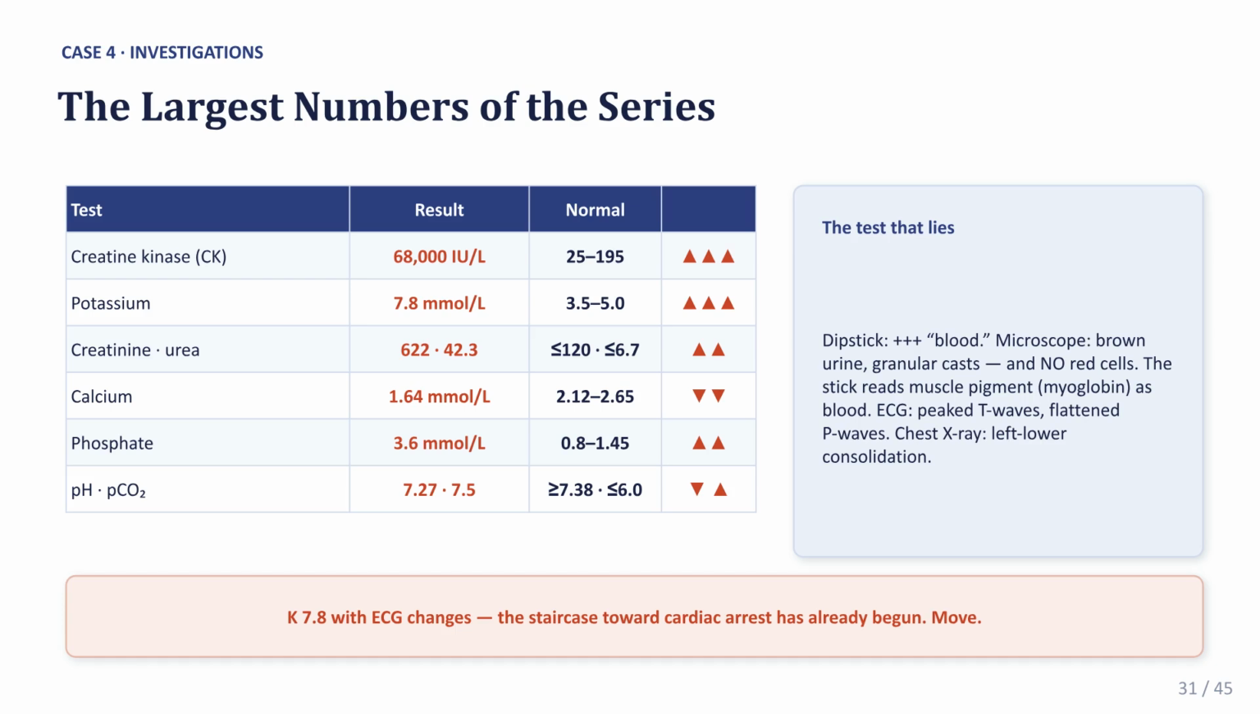Her creatinine is 622, and her calcium is profoundly low. The dipstick claims 3+ blood, but the microscope sees no red cells. The stick is lying to us, reading myoglobin as blood.